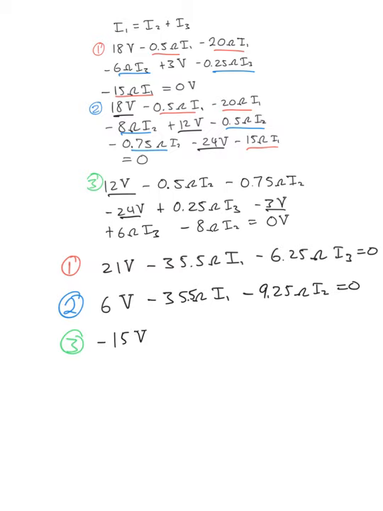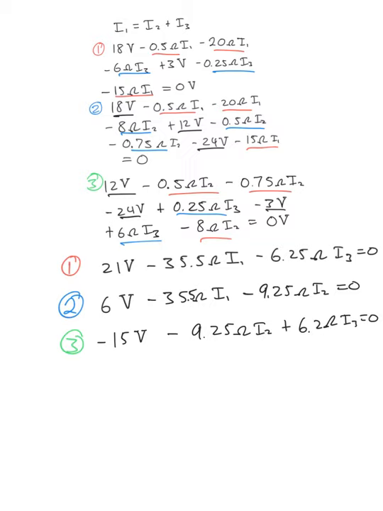We also have I2 terms, which, just like in the last one, total negative 9.25 for our I2 terms. So we subtract 9.25 ohms times I2. And we have I3 terms, which are actually both positive. So we end up with plus 6.25 ohms multiplied by I3, and that also equals 0.